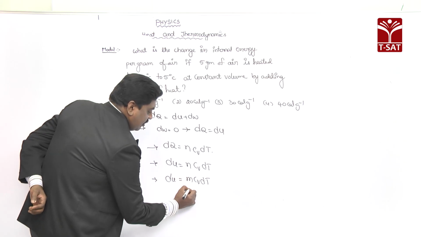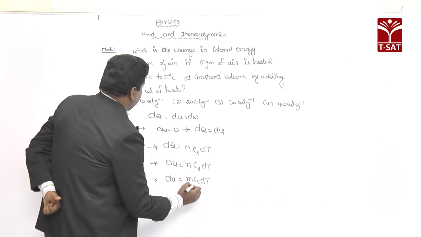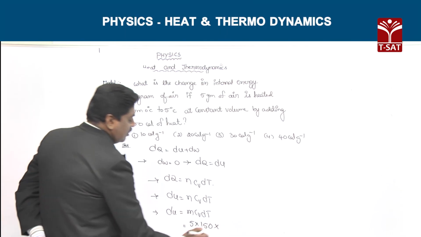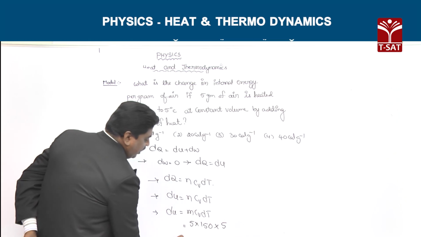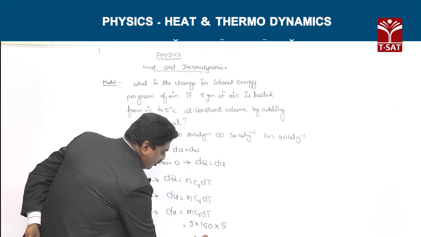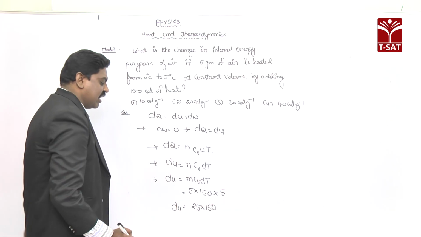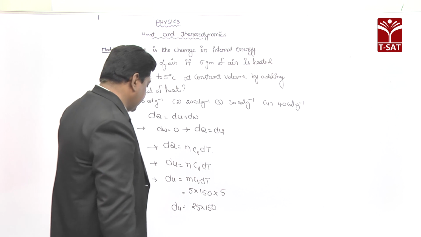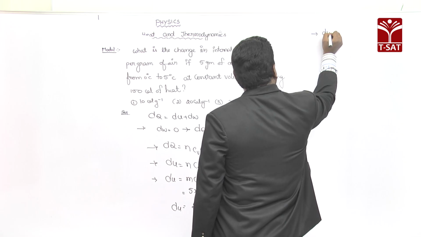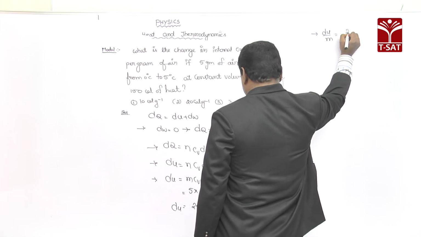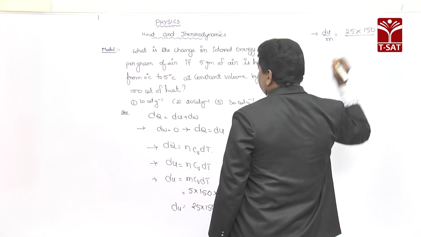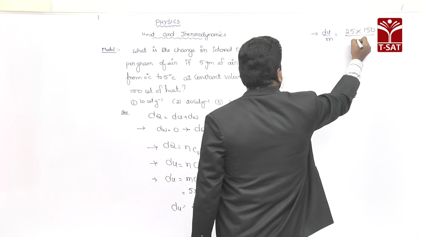m is given as 5 grams and Cv is given as 150, whereas the change in temperature is given as 5 minus 0, 5. So, that we are having, okay, 5 is 25, 25 into 150 is actually the change in internal energy, but we require per gram. So, du by m can be given as 25 into 150 by 5 grams.